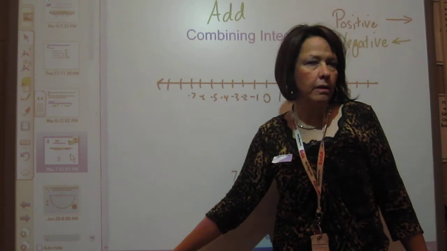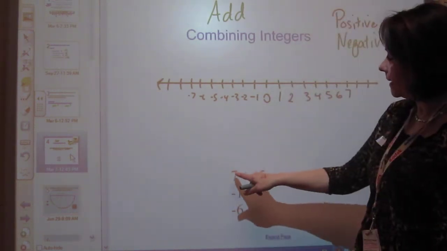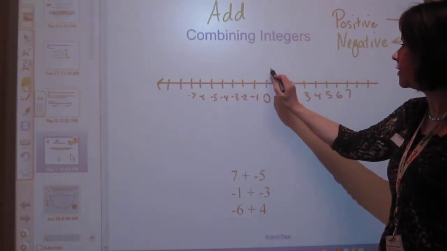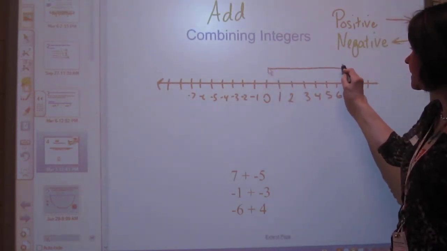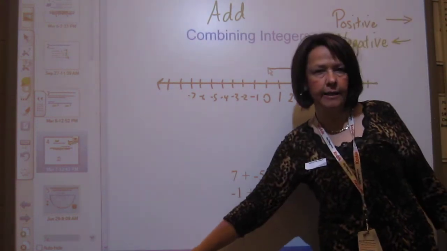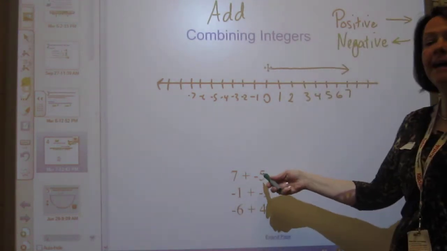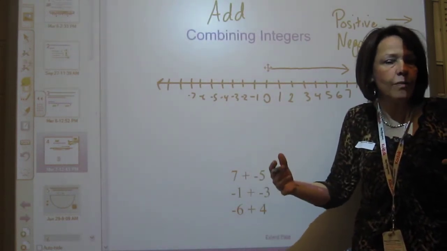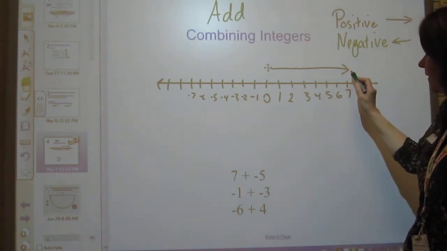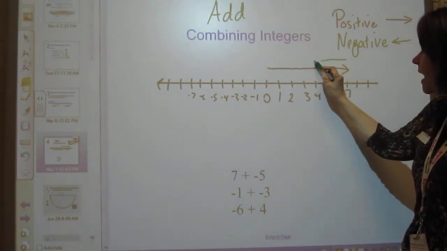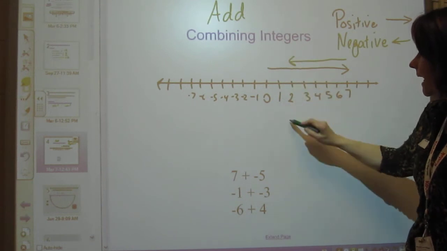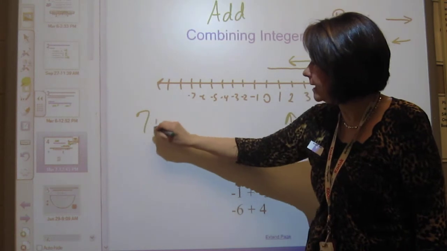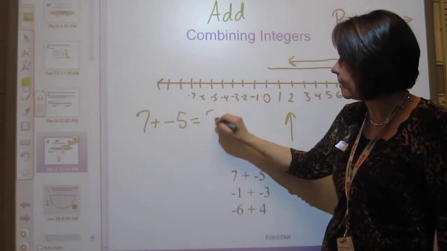We're going to start looking at this example, 7 plus -5. So you start at 0, we're going to go 7 units to the right. Then I just put an arrowhead on the end there. Now we're going to combine with that -5. So we're going to start where we stopped at 7, and we're going to go 5 to the left. And there we are, we ended up at positive 2. So 7 plus -5 is positive 2.